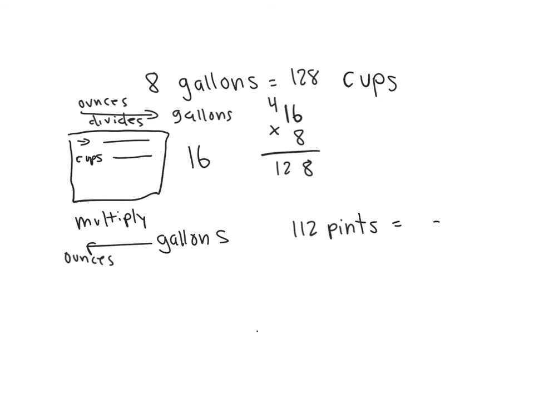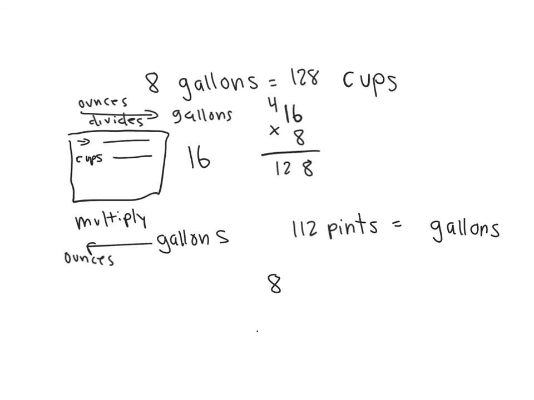And I want to know how many gallons I have. The first thing I need to do is look to say, okay, how many pints are in a gallon? So I'm going to go on my chart and I'm going to look across. I'm going to find my pints. And then I'm going to go across to gallons. And there should be 8 pints in a gallon.